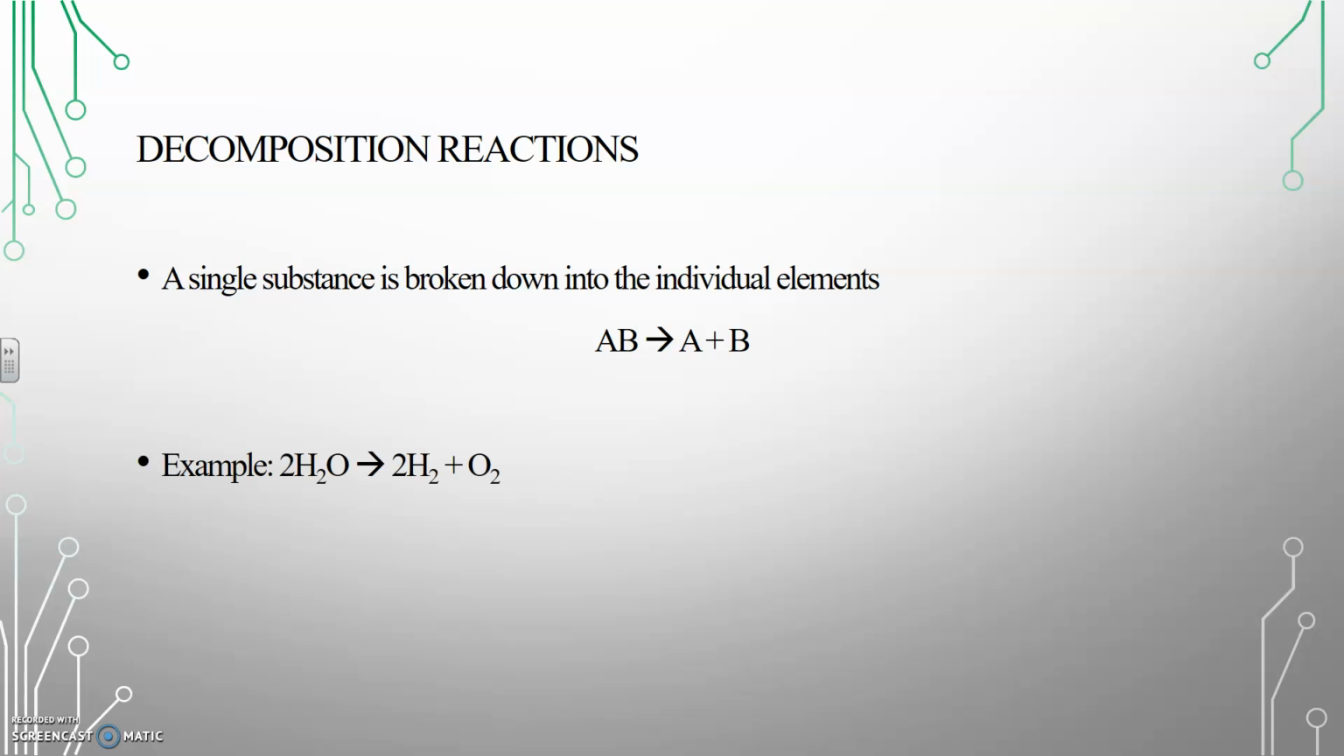So an example would be splitting water molecules. So you have 2 water molecules here. You're going to split them, and you get 2 hydrogen molecules and an oxygen out of it. Okay, so we've split it into the individual elements. We started with a compound this time, and now we get out elements.